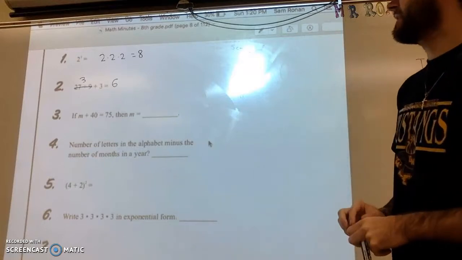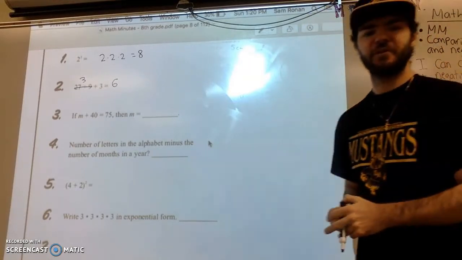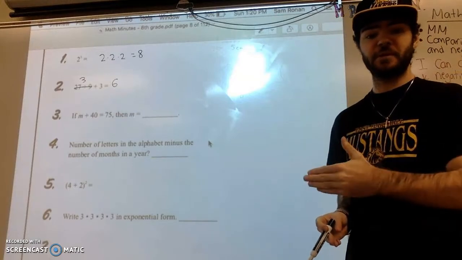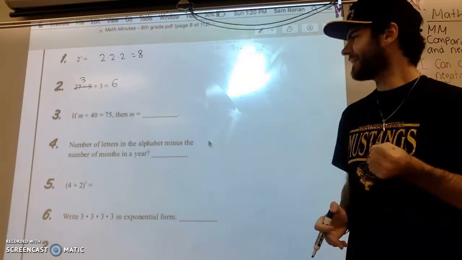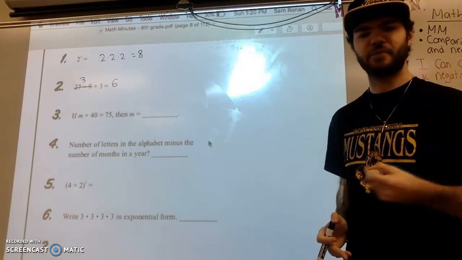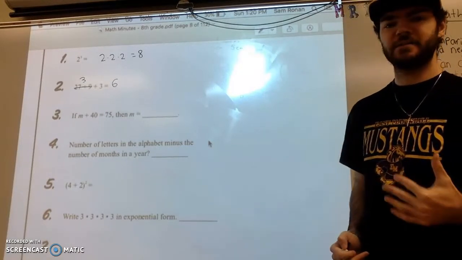Number 3, if m plus 40 equals 75, then m equals, so we have to figure out what number plus 40 equals 75. Some of you might be able to just do this in your head. You're like, it's 35. 35 plus 40 equals 75, and that's perfect. Some of you guys might not be there yet, though, and that's also fine.